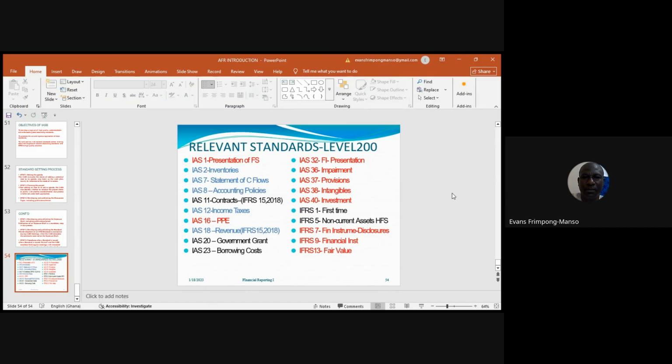Then this one is part of the IFRS 15. So now look at it, the colored ones. You see, only this one is level 200 or your financial reporting. Then these ones will be done when you start with your, I think, your advanced financial reporting. So invariably, about 95% or so of the standards will be done with me in financial reporting 1 and financial reporting 2.